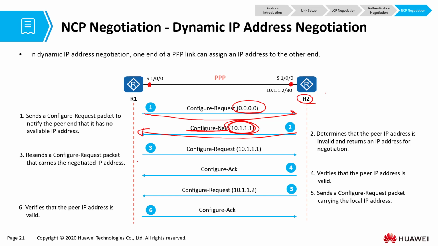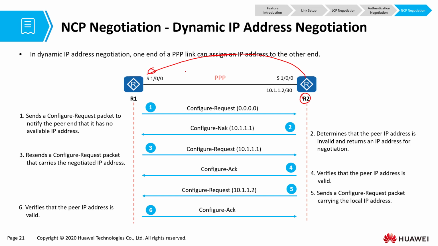Now R1 will resend the configure request, but now with the IP that it has been assigned by its peer, for which the peer of course will send a configure acknowledge and also send its own configure request with its own interface IP, and R1 will send its configure acknowledgement for that IP. So we see in this example that a device in PPP protocol can assign its peer an IP in dynamic IP address negotiation. So let me walk through very briefly configuration of basic PPP functions.